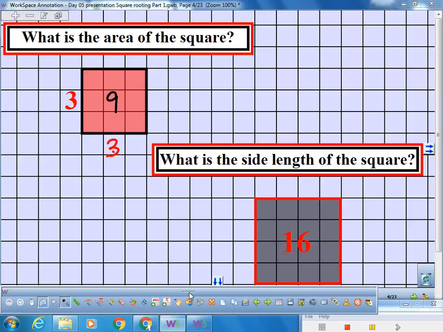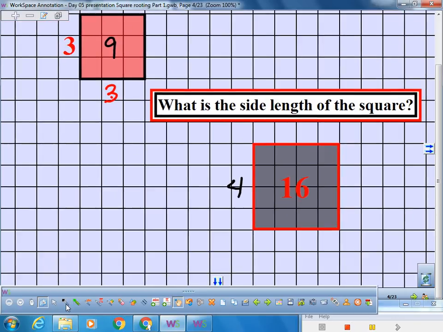What is the side length of this square? 4. I can write it here, or I can write it here. So believe it or not, squares and square roots, this is what we're talking about. Okay? There's a conceptual representation of it. Okay, let's keep going.